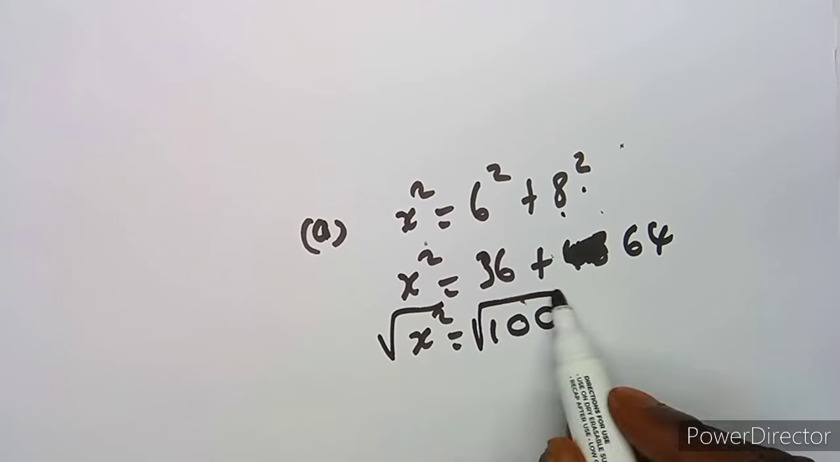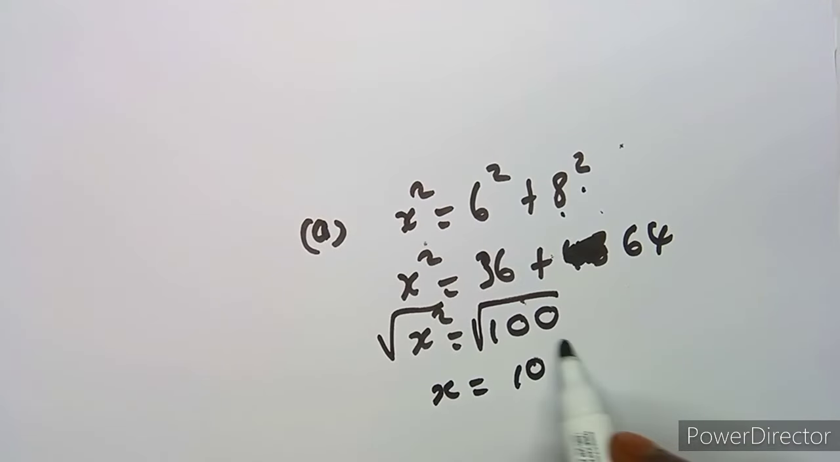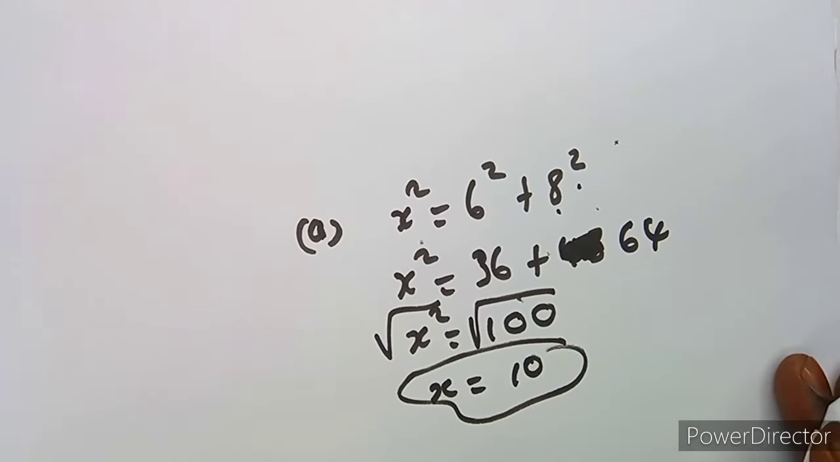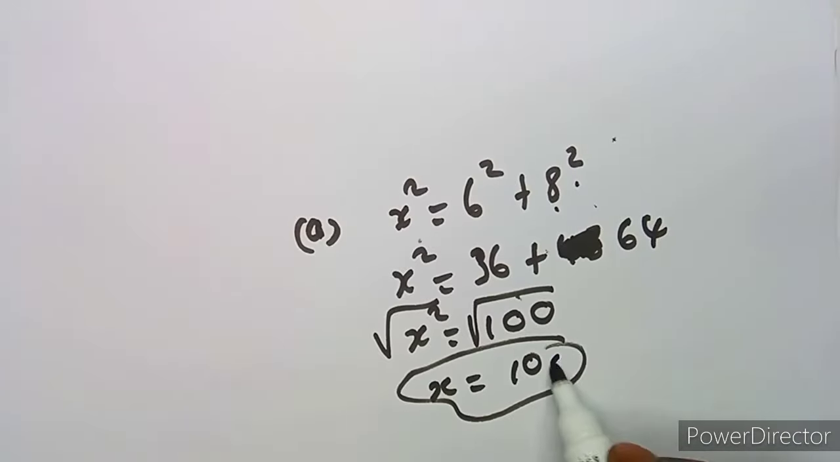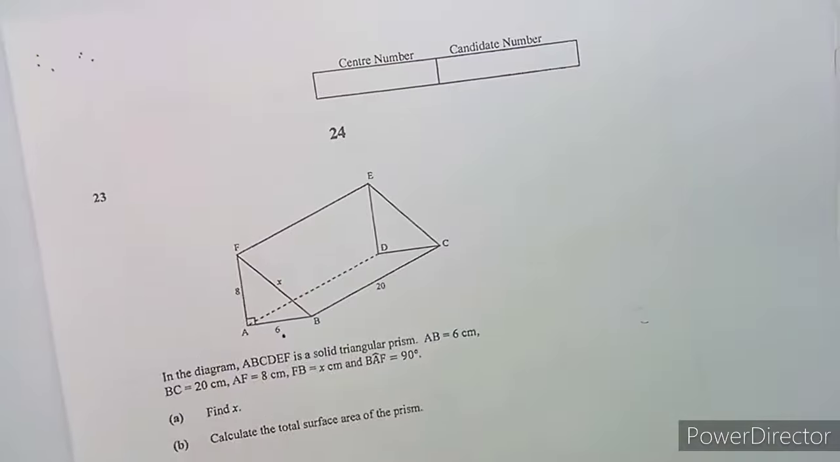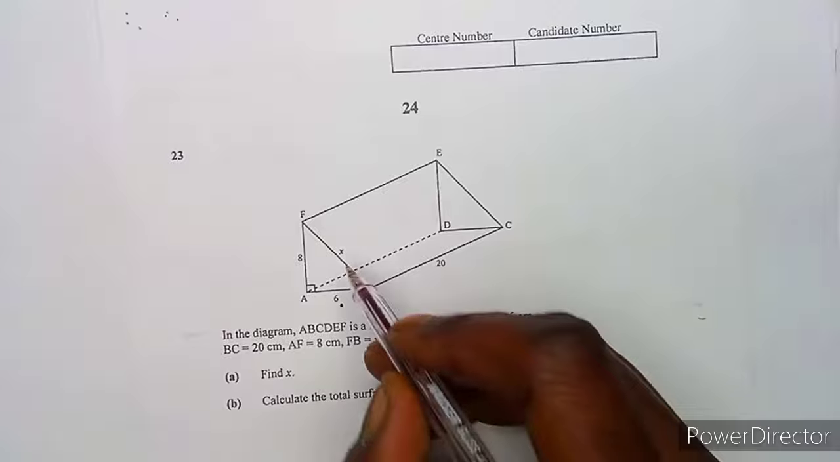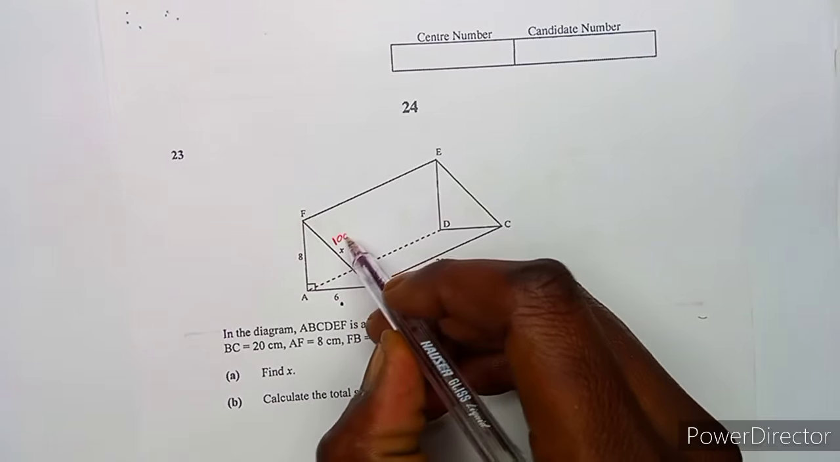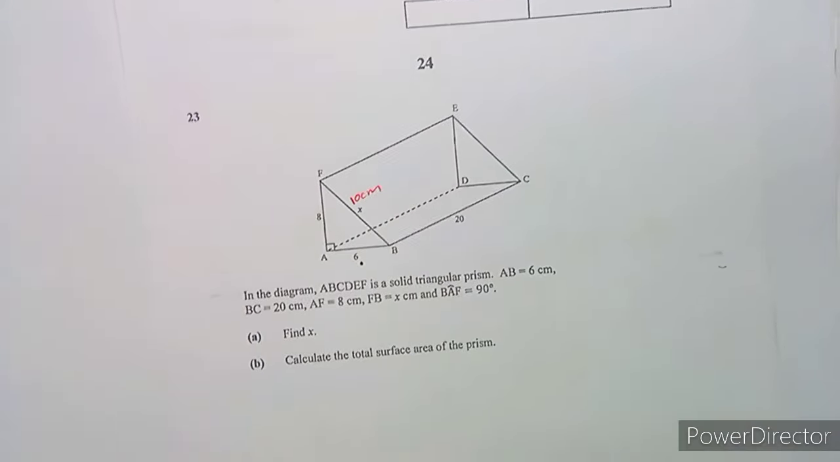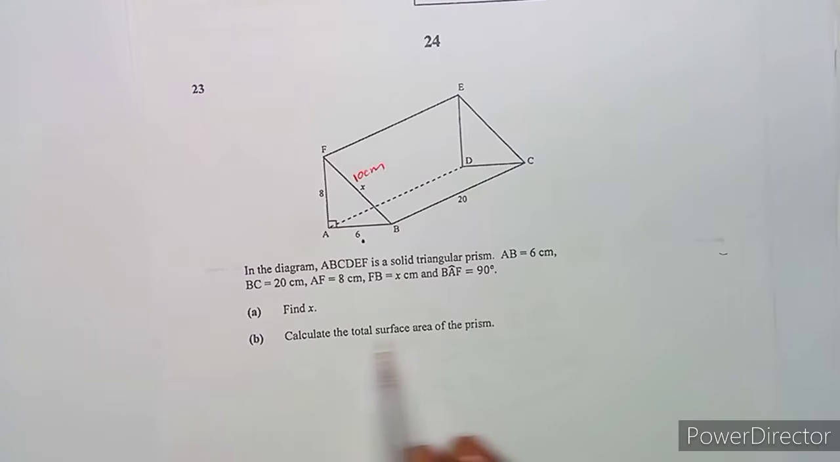Then square root both sides. So x is definitely 10. Yes, we know that plus or minus, but this is a side, so x is going to be 10 centimeters. So you have the value of x here, which is 10 centimeters. This is your 10 centimeters, like that. All right, so the question now on B is to calculate the total surface area.